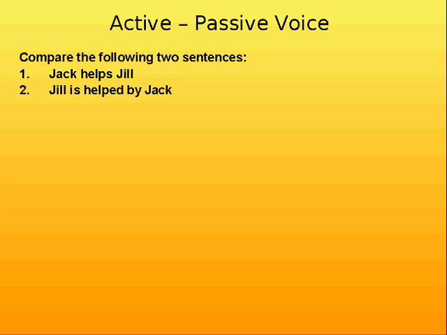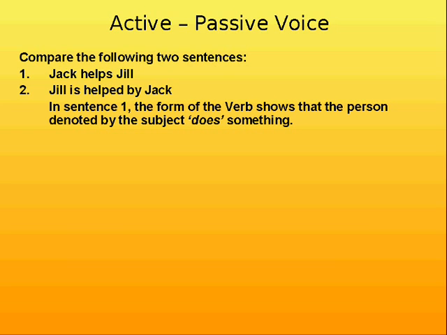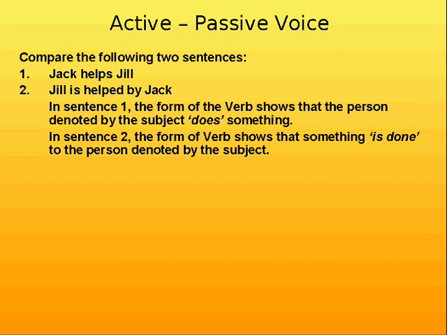Both the sentences serve the same meaning, but in sentence 1, the form of the verb shows that the person denoted by the subject, that is Jack, does something, whereas in sentence 2, the form of the verb shows that something is done to the person denoted by the subject. So this is the difference between active voice and passive voice.